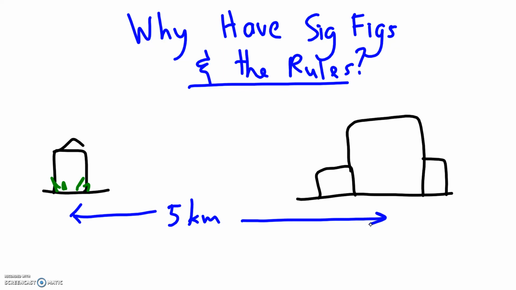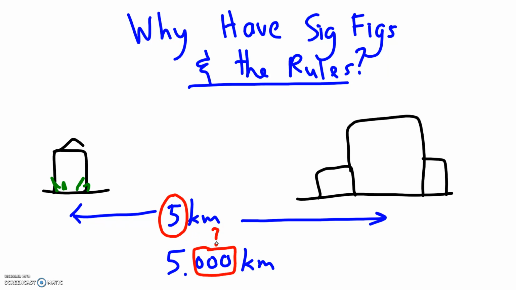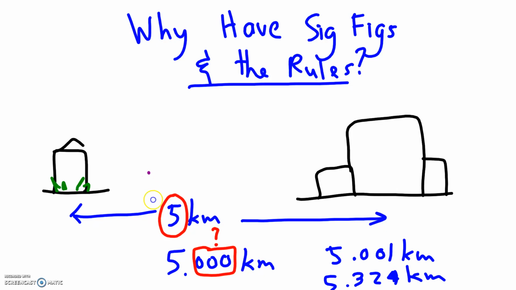Now, when I say that they're separated by 5 kilometers, that's very different from saying that they are 5.000 kilometers apart. When I say they're separated by 5, all I'm saying is that this digit is a 5, but I don't really know what these digits are. Maybe they're zeros, or maybe they're 5.001 kilometers, or 5.324. I simply have not measured that precisely. When I tell you my house is 5 kilometers away, I don't know those extra decimal places.